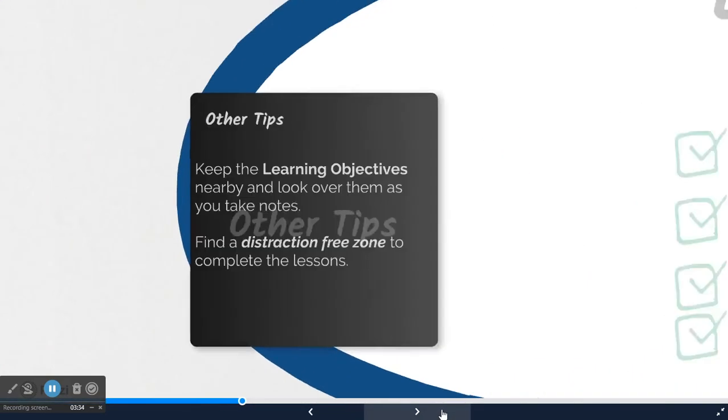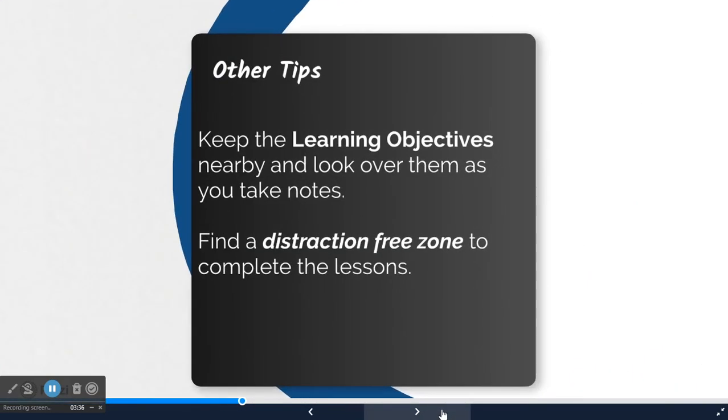So some other tips for success. Keep your learning objectives nearby as you're working on these notes. And also find a distraction-free zone to complete your lessons. Try to find a quiet place where you can watch videos and take notes undisturbed, so you don't have other videos playing in the background. If possible, no children running around in the background. So a nice quiet place.